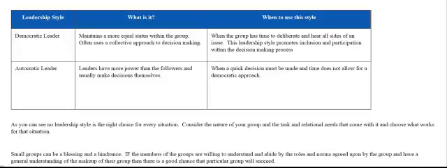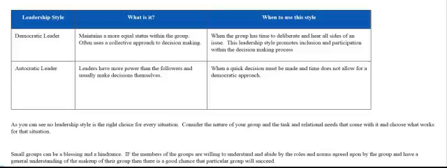The autocratic leader is someone that has a perception of the leader having more power than the followers, and they usually make the decisions themselves. Now, it is actually a good tactic to use. Not always, obviously, but in some cases when a quick decision needs to be made and time doesn't really allow for a democratic approach, the autocratic leader is not a bad leader. You kind of want to be in that boat.